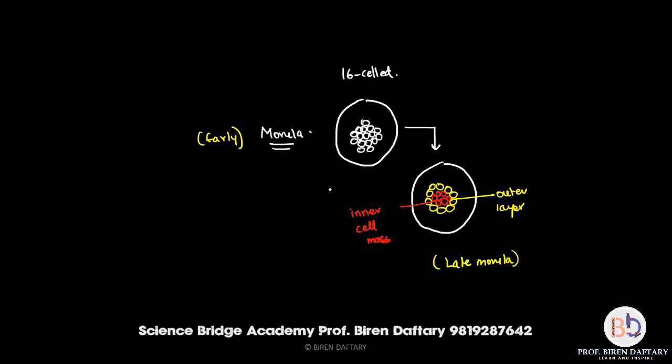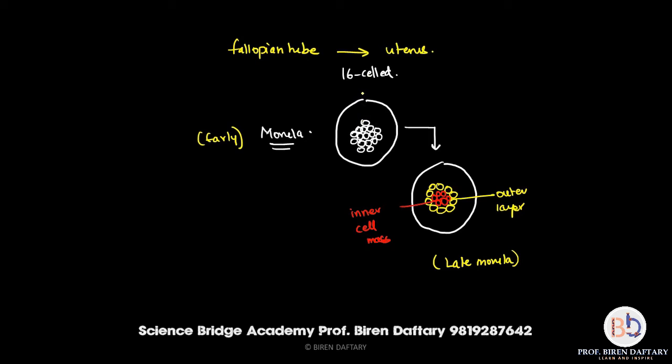morula reaches the uterus in about 4 to 5 days. So what's happening is, when these cells or blastomeres are being formed, the zygote or the embryo is traveling through the fallopian tube, and from the fallopian tube it is passing to the uterus. So it takes around 4 to 5 days for the morula to reach the uterus.